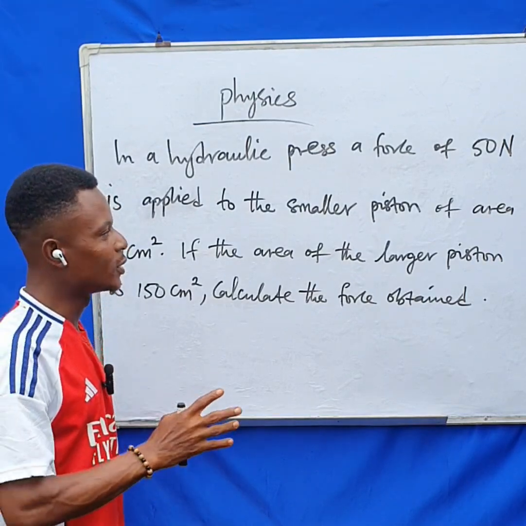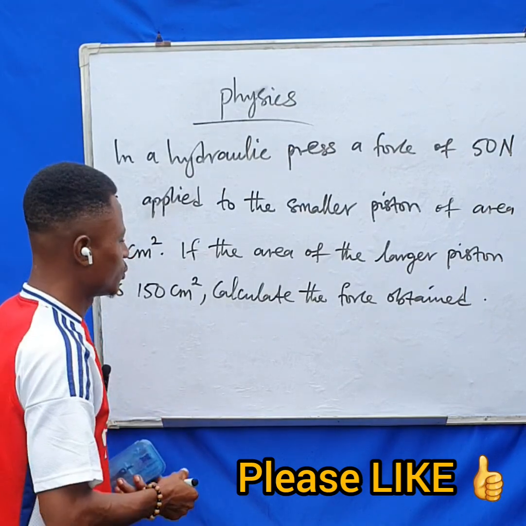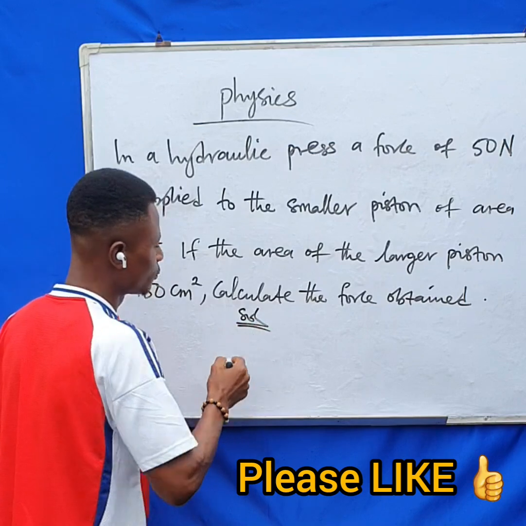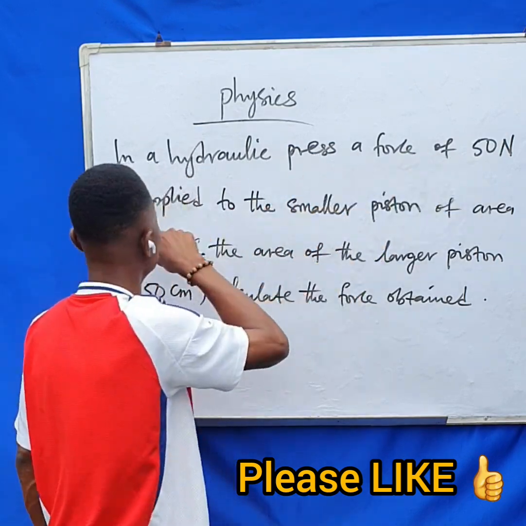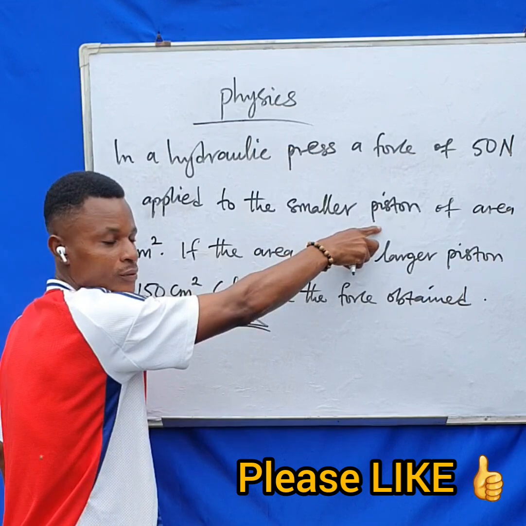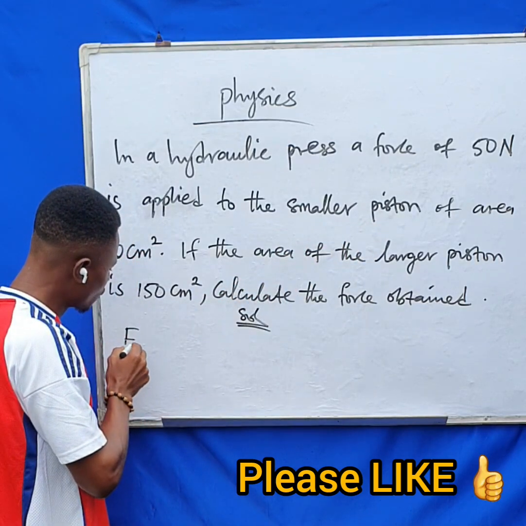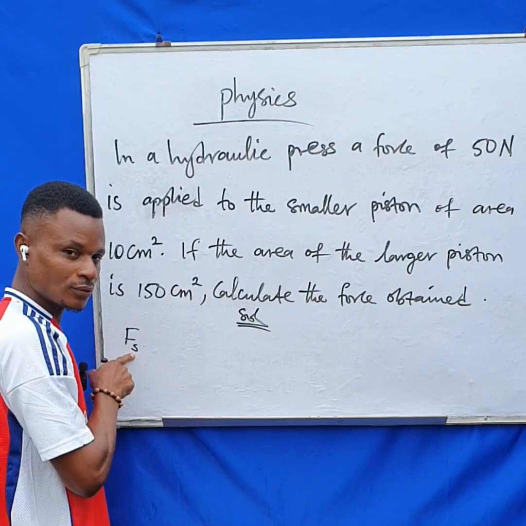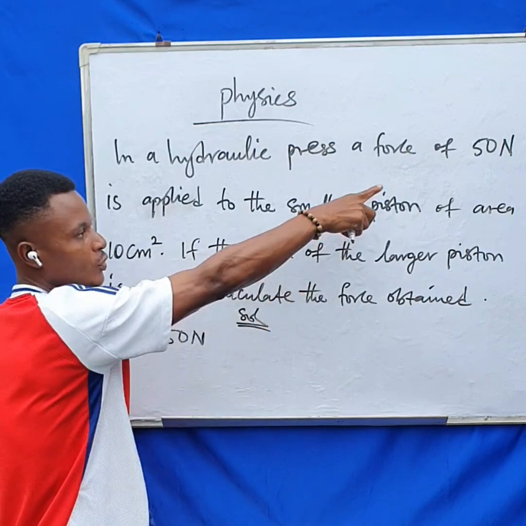The first thing you need to do anytime you come across this kind of question is to bring out the parameters. So this is the solution. We are told that a force of 50 newtons is applied to the smaller piston. So we can say let F S be the force on the smaller piston, and that is given to us as 50 newtons, according to the question.